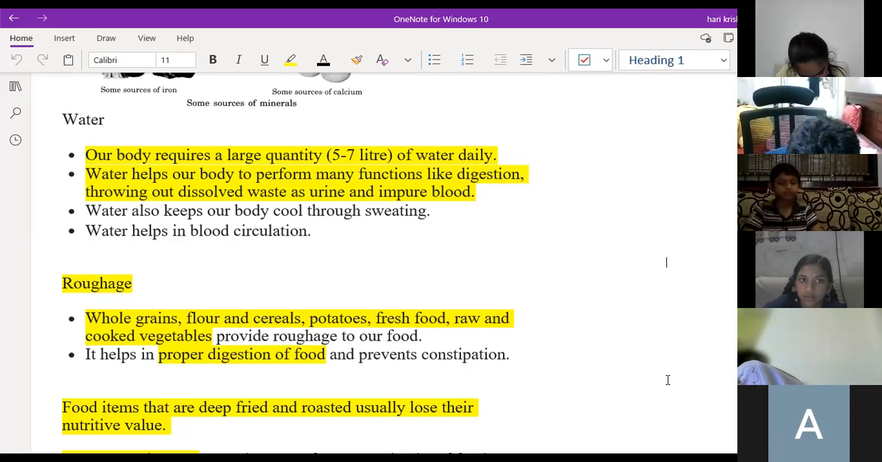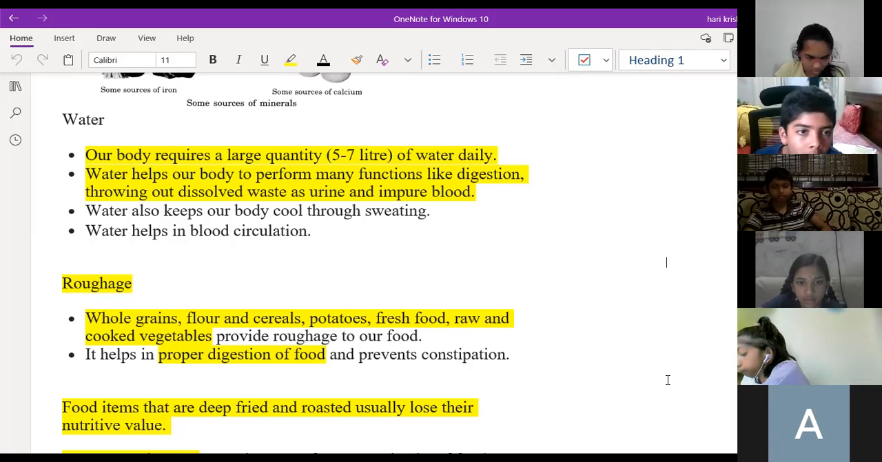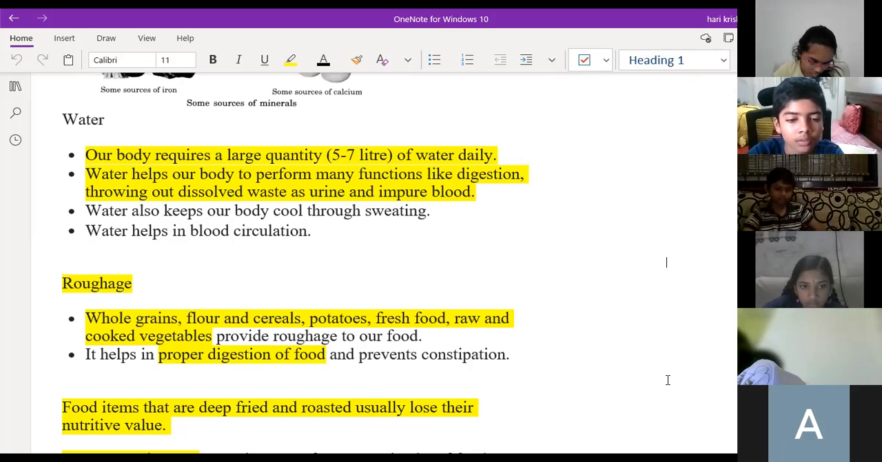The next one is the roughage. What is the main role of roughage? Digestion. Helps in the proper digestion of food and prevents constipation. Okay. That is the main role of the roughage.